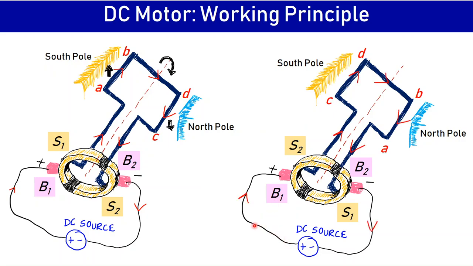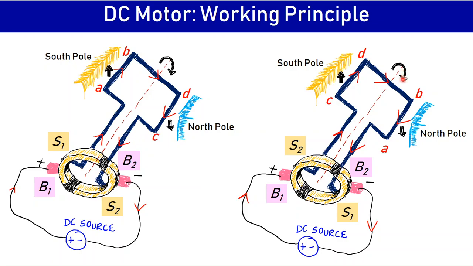So this is the higher potential terminal. Current flows to the brush B1, then to segment S2, and then it flows to the conductor CD in a direction C to D, then in the conductor AB from B to A, then it comes to segment S1, brush B2 and back to the source. So here we see that when the conductor AB changes its position and comes under the north pole, the direction of current is also reversed. In the first case, the current was from A to B, whereas in the second case, the current is from B to A. And hence, the torque generated here will again be clockwise.